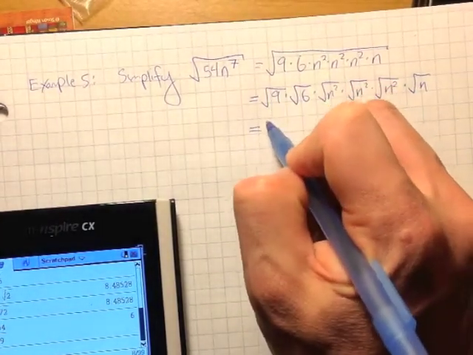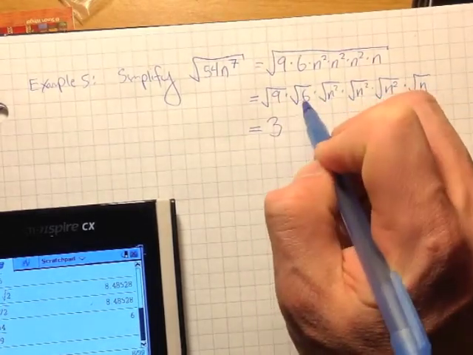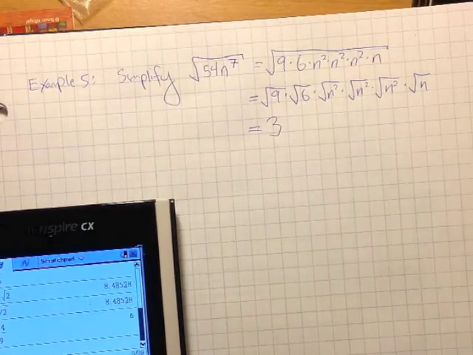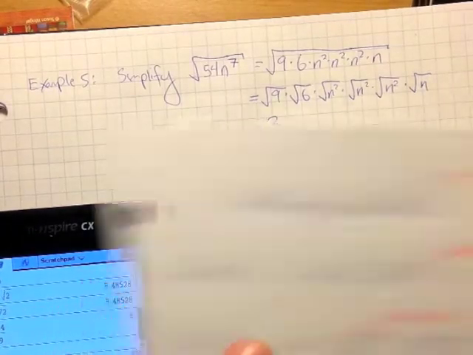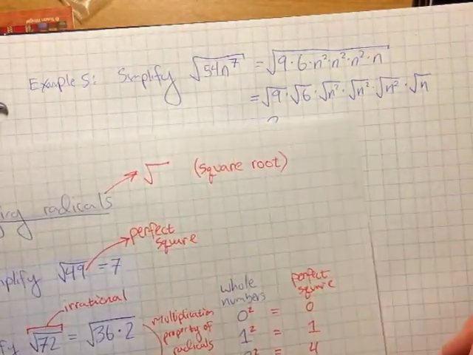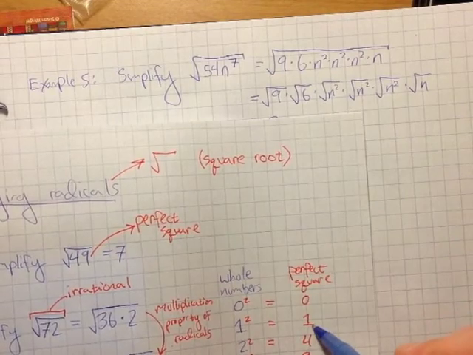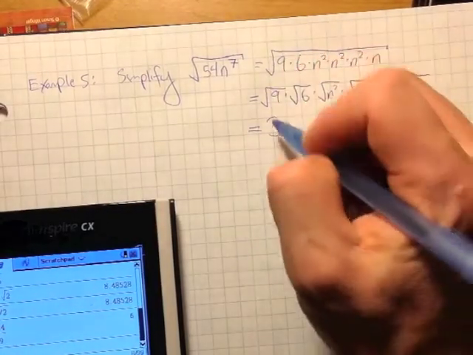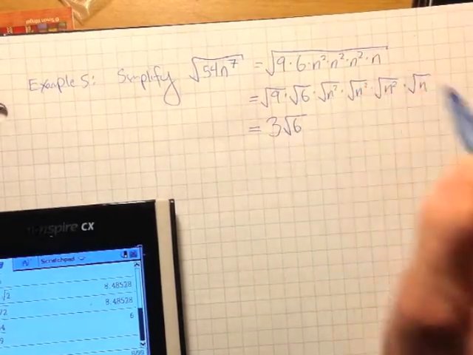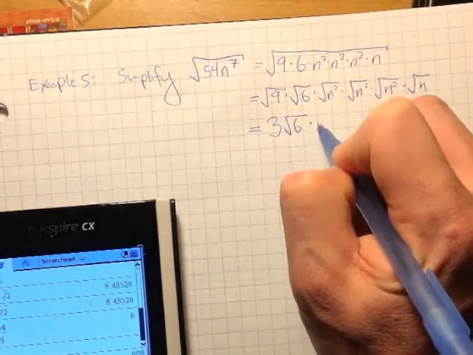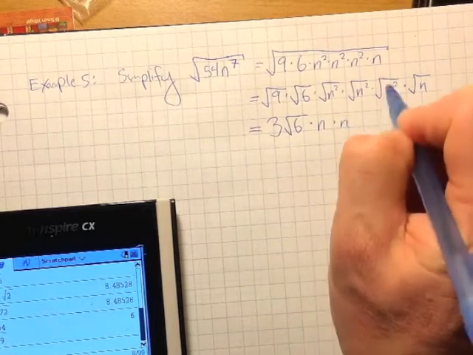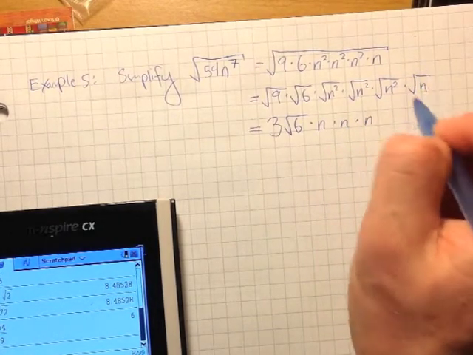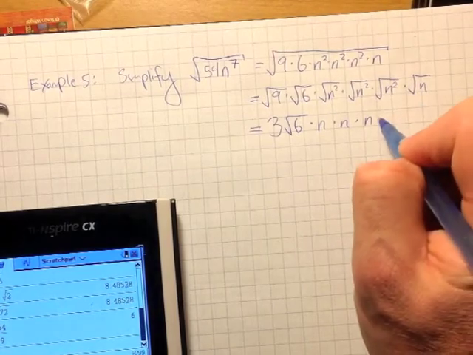The square root of 9 is just 3. Square root of 6, we can't simplify that any further because 6 does not have any perfect square factors in it other than 1, but that's not helpful. Okay? So the square root of 6 needs to stay the way it is. Square root of n squared is n, three times. Square root of n, we can't do anything with that. It has to stay the way it is.